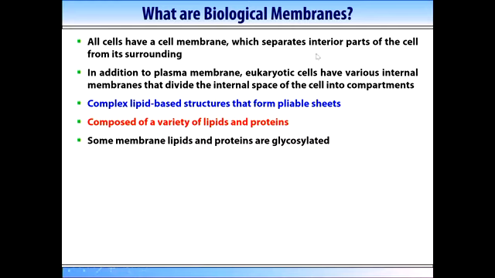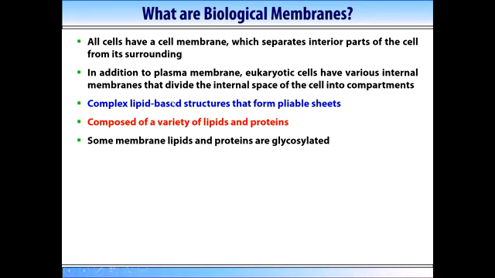In addition to the plasma membrane, eukaryotic cells have various internal membranes that divide the internal space into compartments. We will talk about such compartments as the endoplasmic reticulum, Golgi apparatus, trans-Golgi network, secretory granules, and so on. Membranes are complex lipid-based structures that form pliable sheets inside the cell, and they're composed of a variety of lipids and proteins.